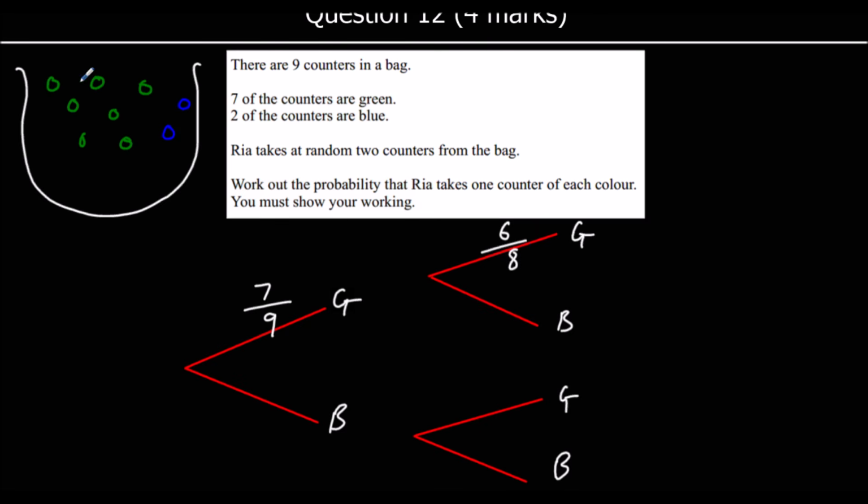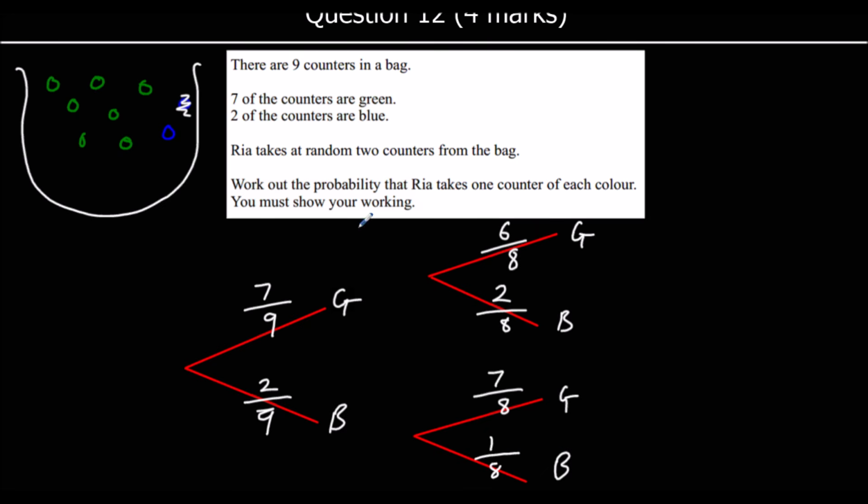And if that green's gone, the probability of getting a blue is 2/8. If we get a blue first time, the probability of a blue on the first pick is 2/9. 2 out of 9 are blue. If I take a blue out, the probability of getting a green is 7/8, and the probability of getting a blue is 1/8.